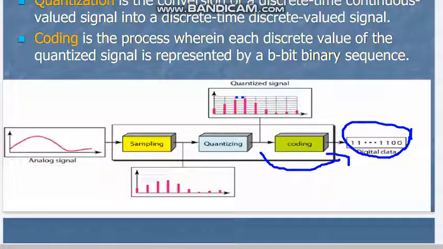So the three processes combined are called the analog to digital conversion process.